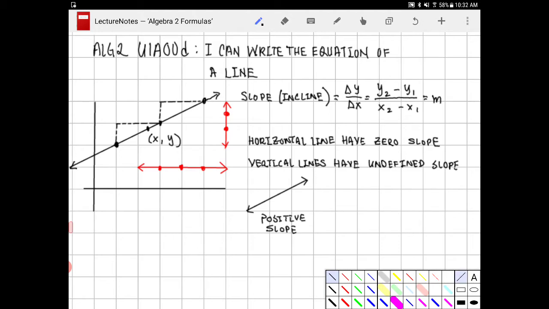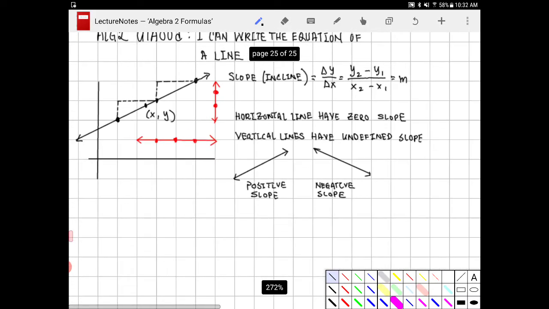Okay? Lines going in this direction will have negative slope. Okay? All right, so that's slope for you.